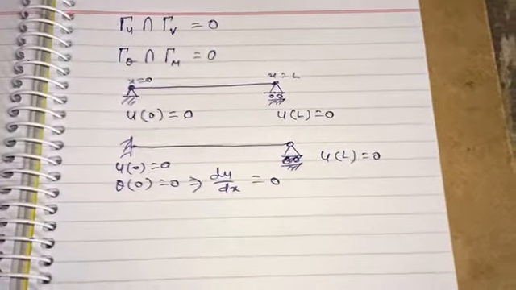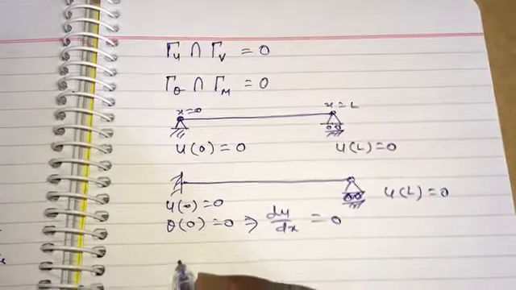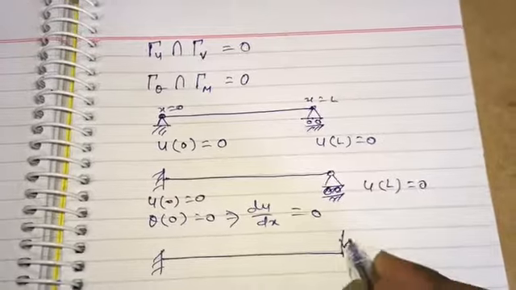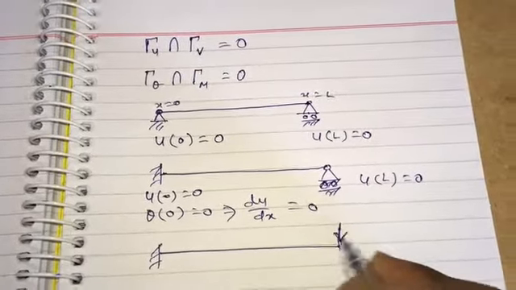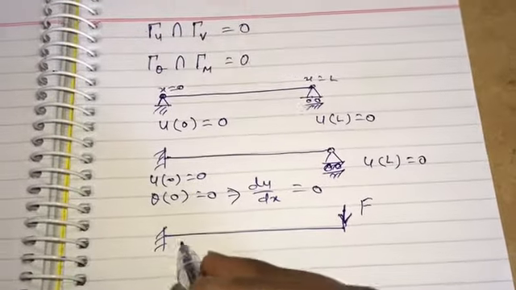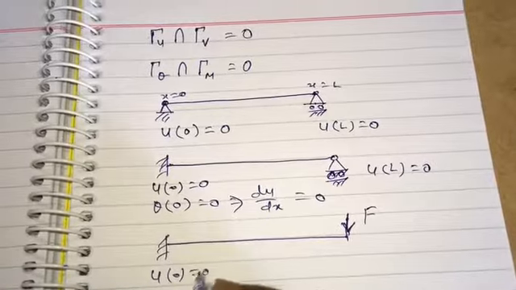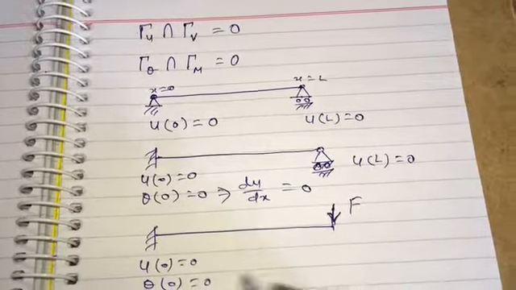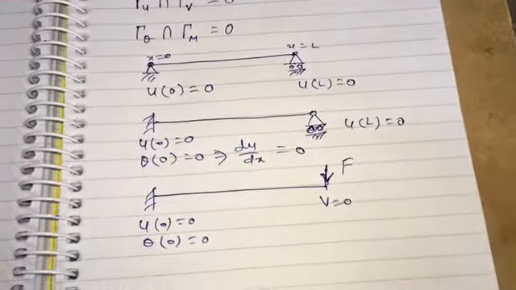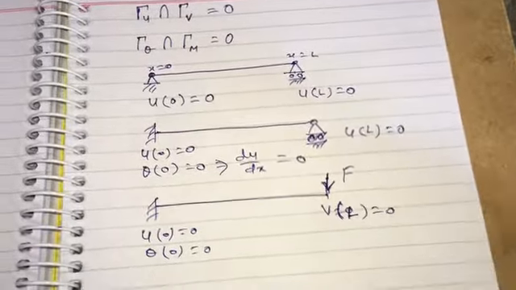There may also be some force at the end. So let us say you have a condition like this, where this is F. So what will you do? Here it will be u(0) equal to 0, theta(0) equal to 0, and here V at L is equal to 0.